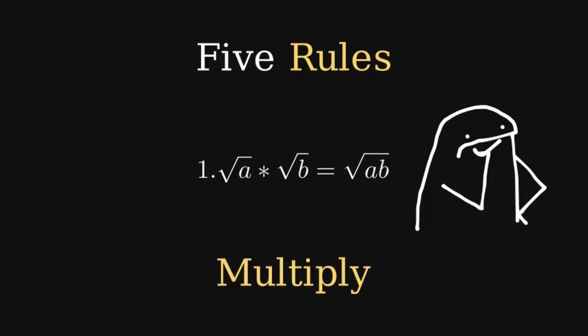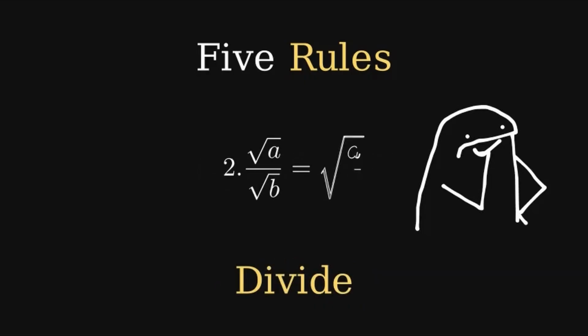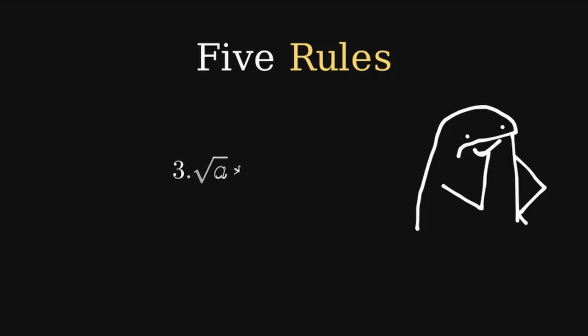The first tells us how to multiply surds. Root A times root B is equal to root AB. Second talks about division. Root A over root B is equal to root A over B. The third tells us that root A times root A is equal to A. Basically, the square of root A is equal to A.